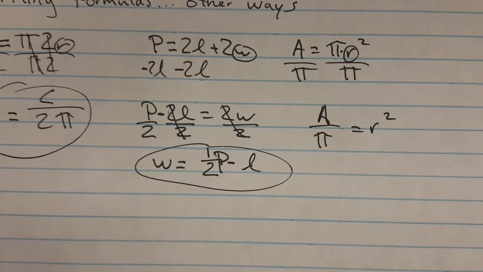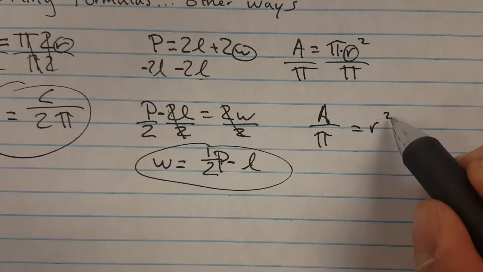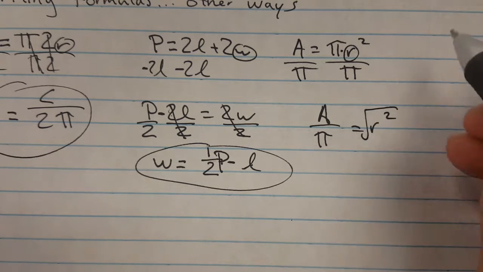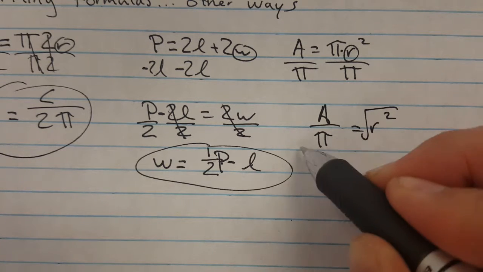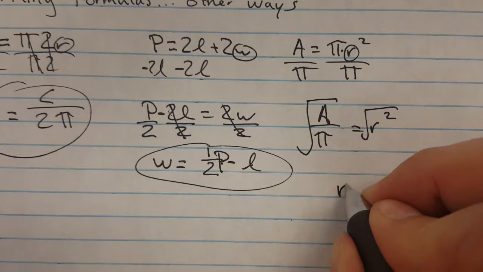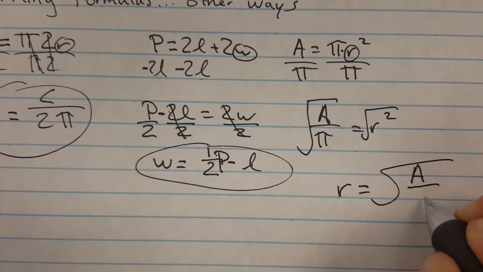Now, I don't think we've talked about this a lot. I may have dropped some hints, but I don't think I've officially told you. But the only way you can undo a square is to square root. So if you square root the entire right side, you square root the entire left side. Okay, so the radius given the area would be the square root of the area divided by pi.